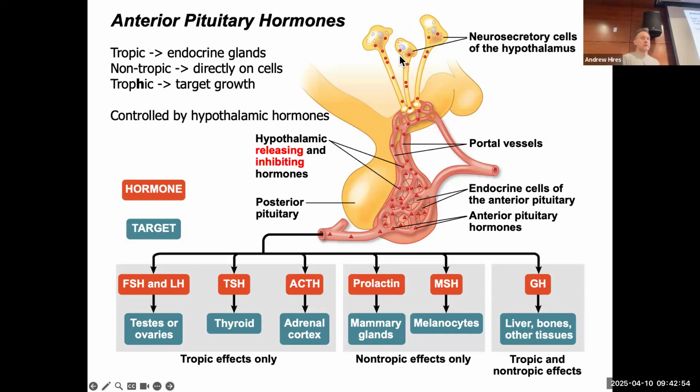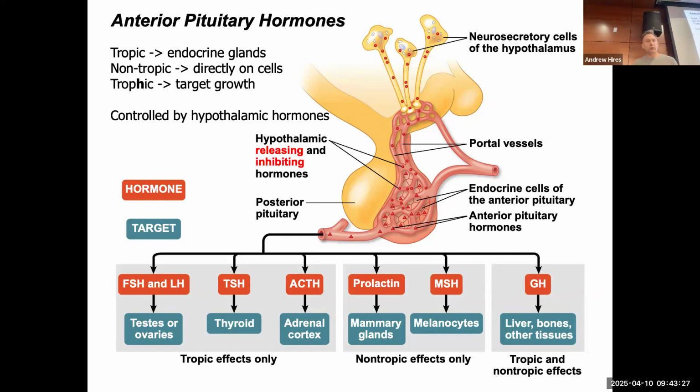Now we want to make some distinctions here, and there's a specific terminology that I want you to know. Tropic hormones are hormones that are going to act on other endocrine glands. So things like these releasing hormones are going to be tropic hormones because they're acting on this gland to then cause the release of another hormone. Or you could release a tropic hormone that's going to act on the gonads, for example, and that will cause the production of testosterone. That will be a tropic hormone, okay?